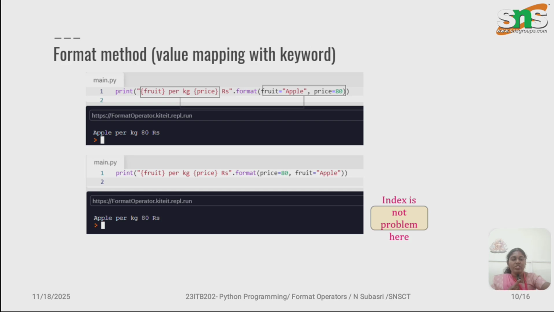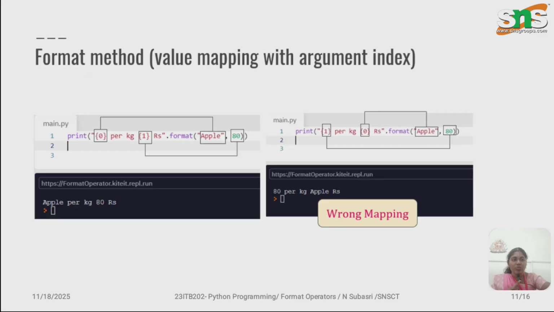So the format method also has value mapping with keywords. For example, if we print in the main function, we are just printing fruit per kg and price. Here the price and fruit name we have already given, like .format(fruit=apple, price=80). So this will automatically call the format, which will map the keywords that are present. Inside the print itself, we are giving the keywords like fruit equal to apple and price equal to 80. While printing, it will give you apple per kg 80 rupees. So there is no index problem here. Index is not a problem here.